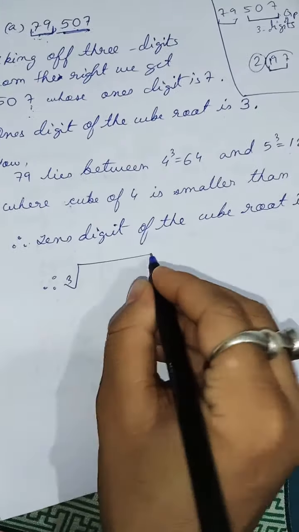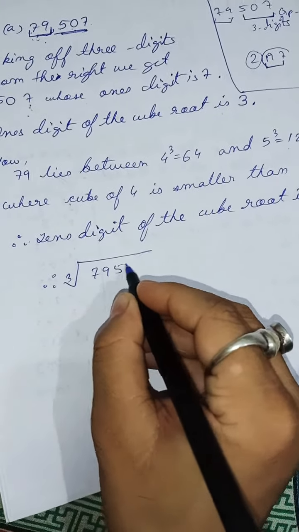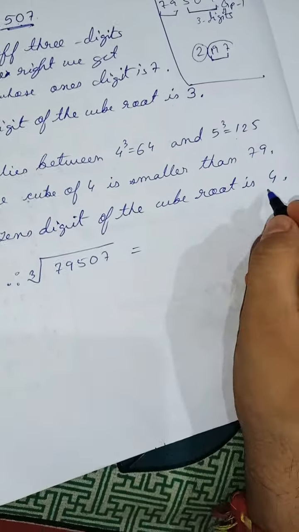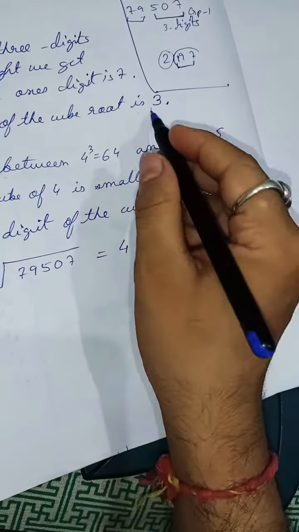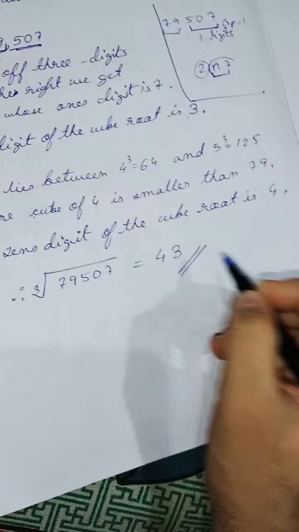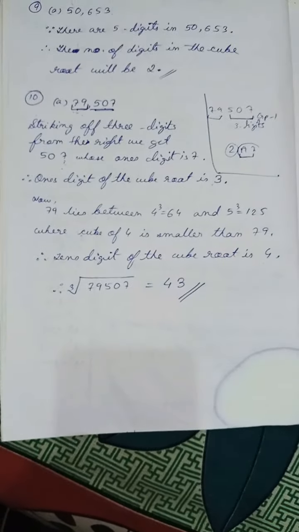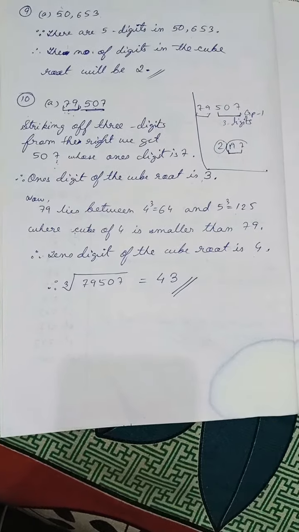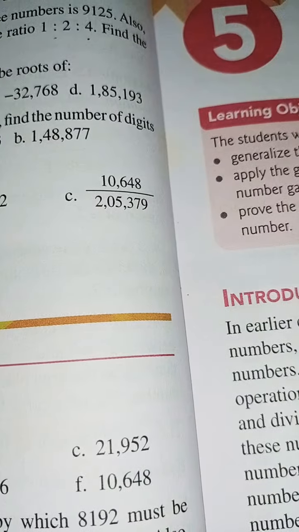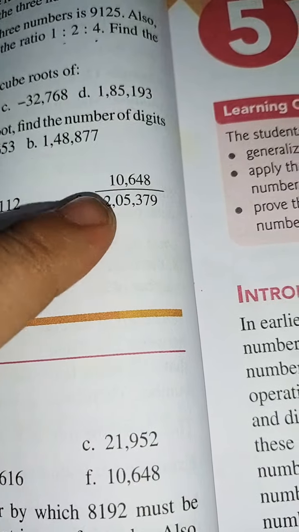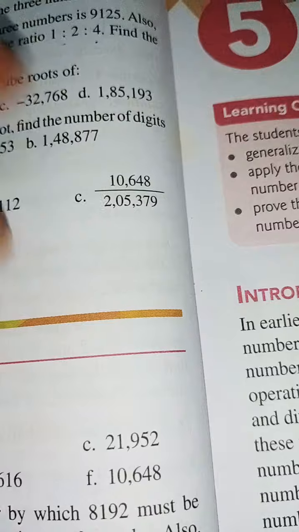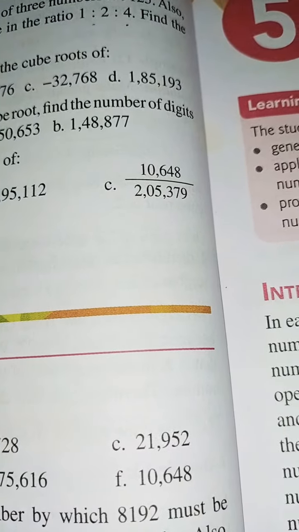Therefore the cube root of the given number, that is 79507, will have tens digit 4 and ones digit 3. So this is how estimation is done. The rest can also be done by you. Number C, in question number 10, there is a fractional number given, so not a problem. It is a rational number; you have to find the cube root of the numerator separately and the denominator separately, and then you write the answer in fractional rational form again. So you can try the rest of the sums.